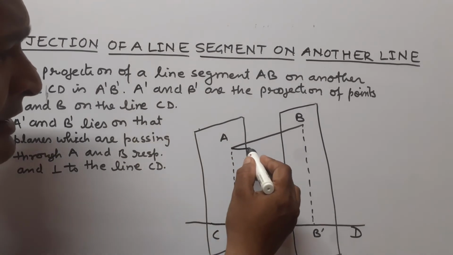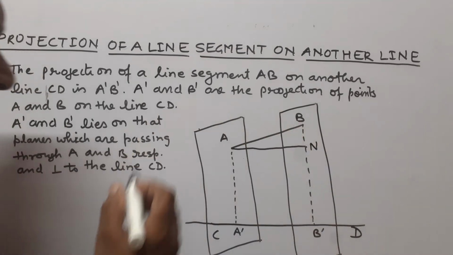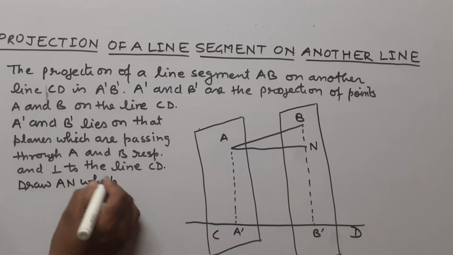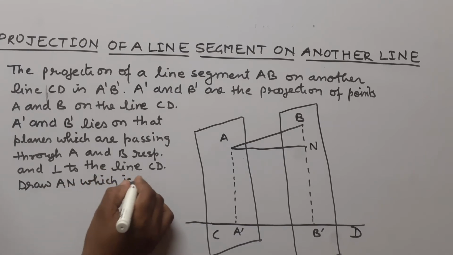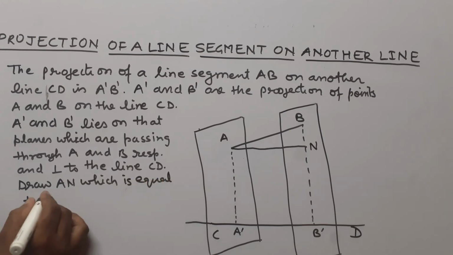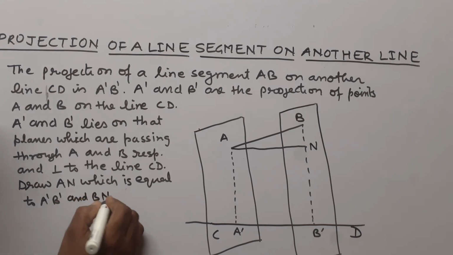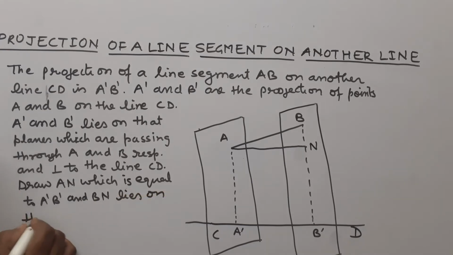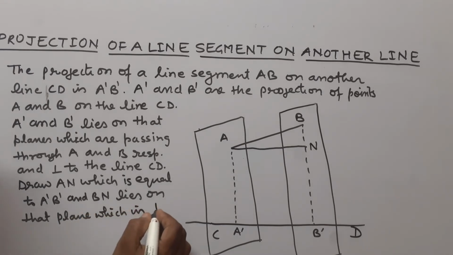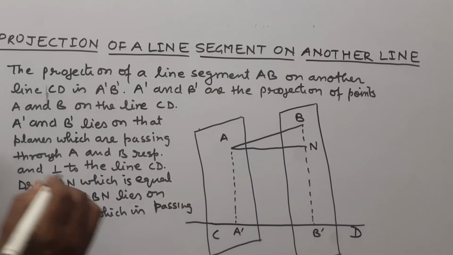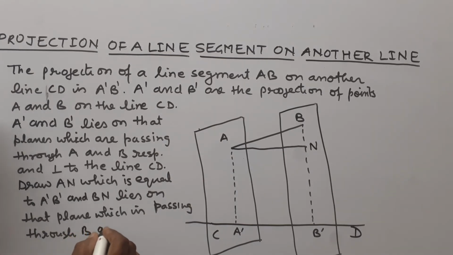Now we draw AN equal to A dash B dash, and BN lies on that plane which is passing through point B and perpendicular to the CD line.